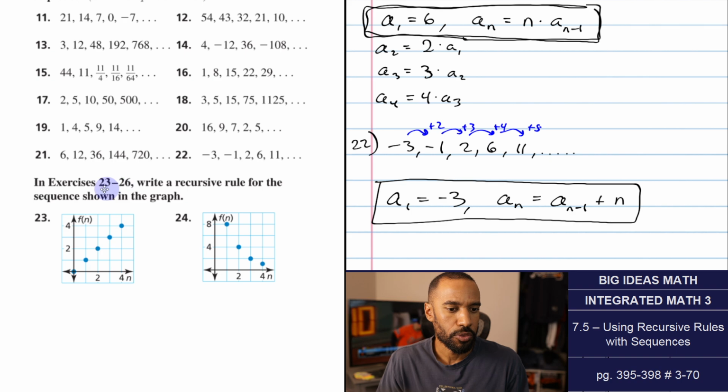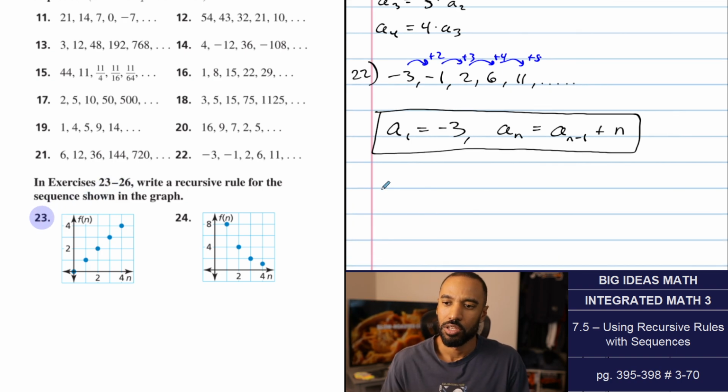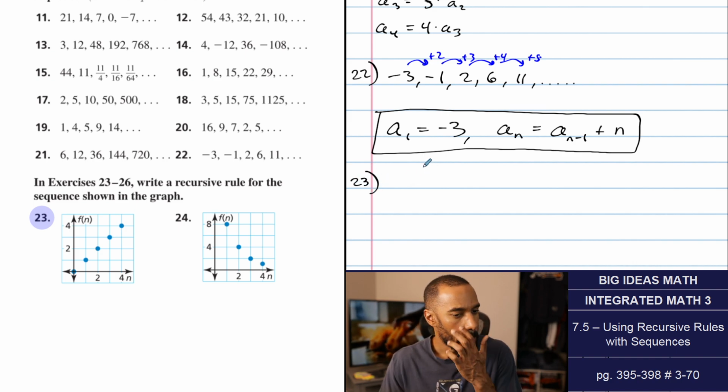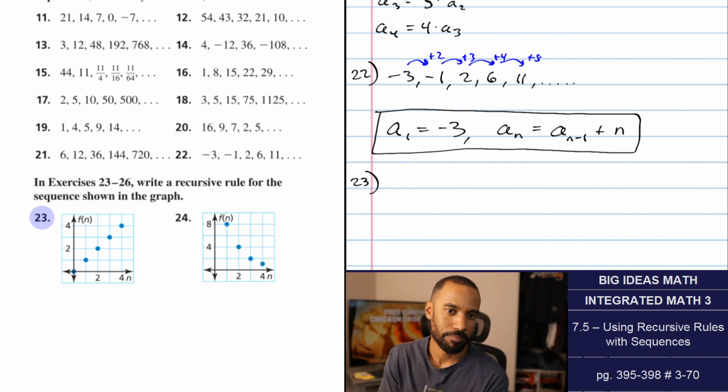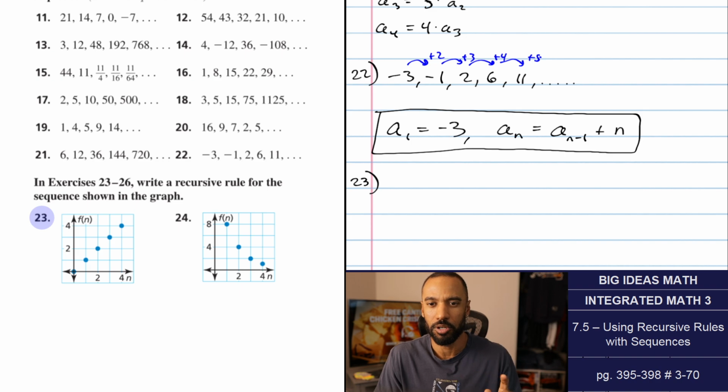Okay, in exercises 23 to 26, write a recursive rule for the sequence shown in the graph. So we have to write out what that sequence actually is and go from there. Now, they are getting a little bit more particular in, pardon me, let me clear my throat for a second.